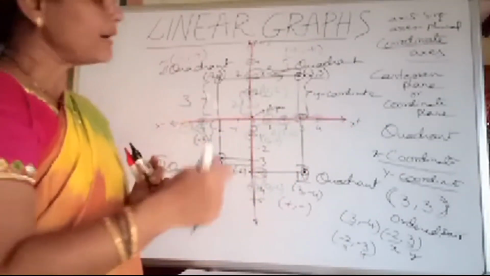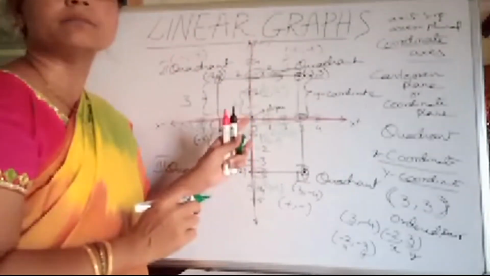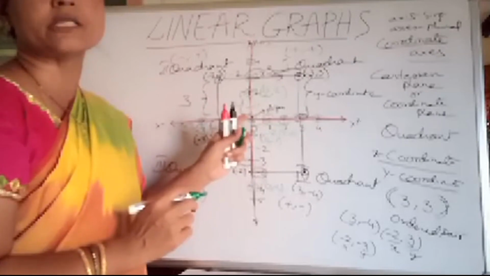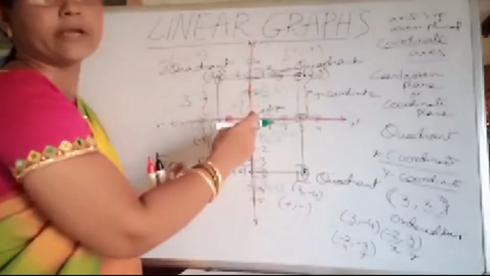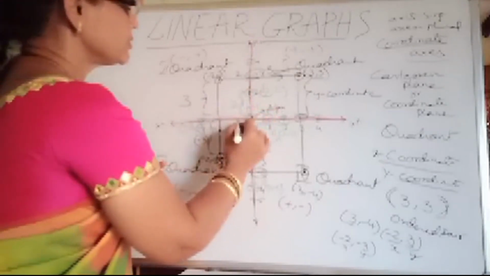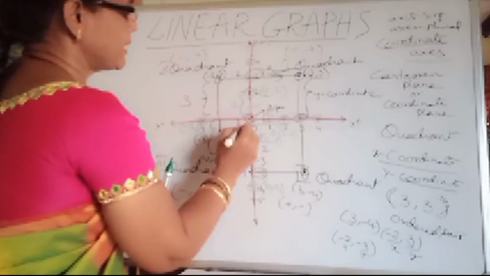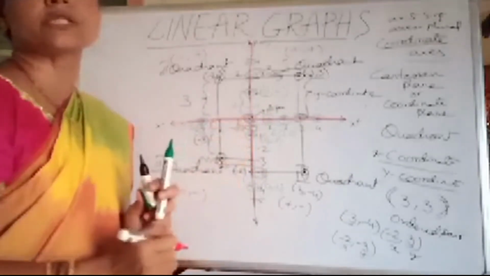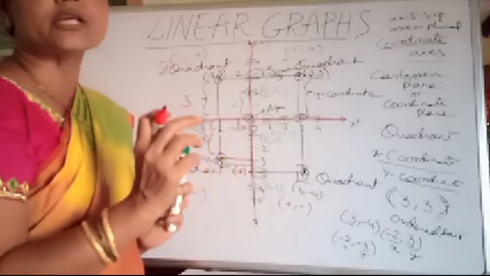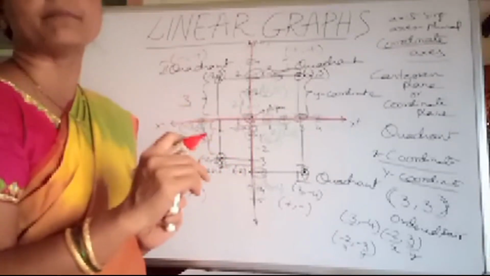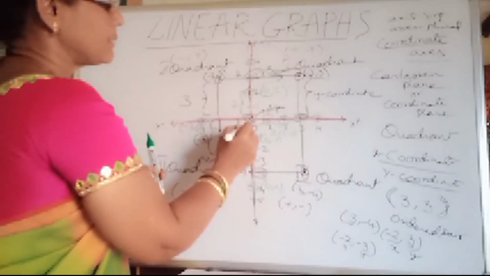And once again, what is the location of the origin? What is the ordered pair for the origin? Here there is no x-coordinate, no y-coordinate. Both are 0, so the location of the origin is 0, 0. It has neither horizontal distance nor vertical distance when compared to the x-axis and y-axis. So the point of origin is 0, 0.